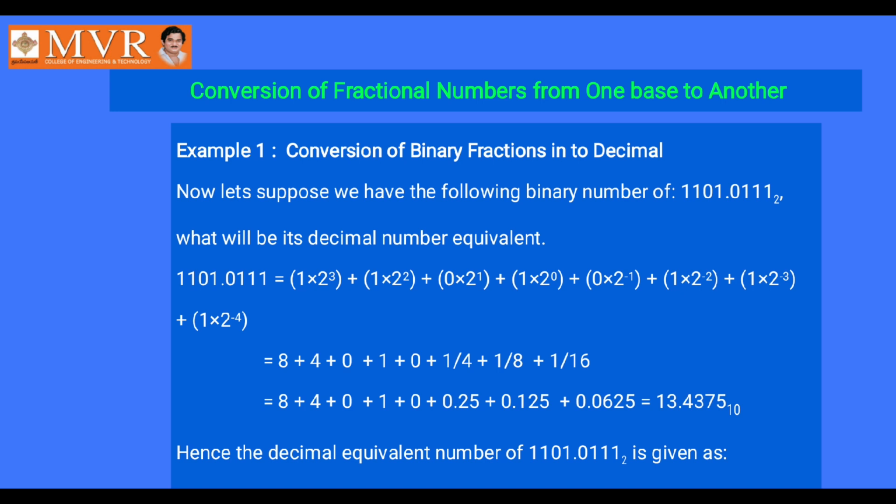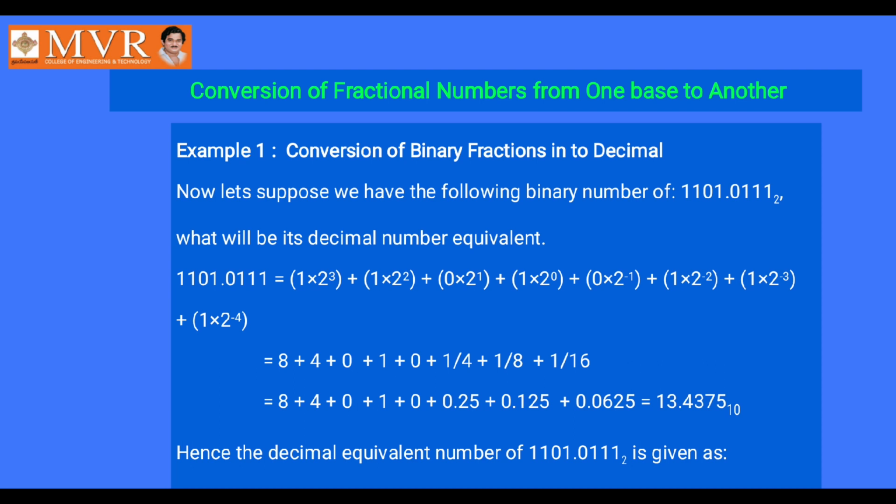So all together, if you add 8 plus 4 plus 1, that is 13, plus 0.25 plus 0.125 plus 0.0625 comes to 13.4375. So 1101.0111 base 2 is equal to 13.4375. This is the way you convert a fractional number to its equivalent in the given base.